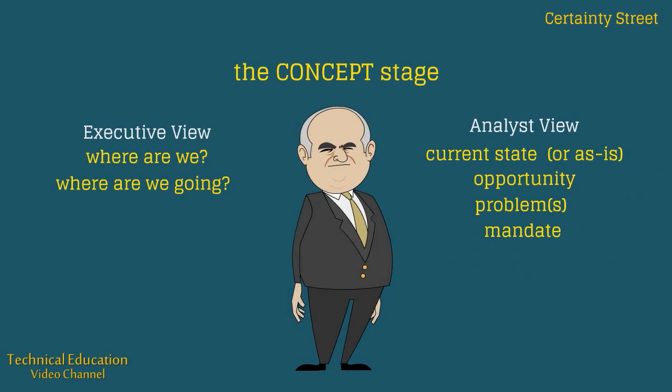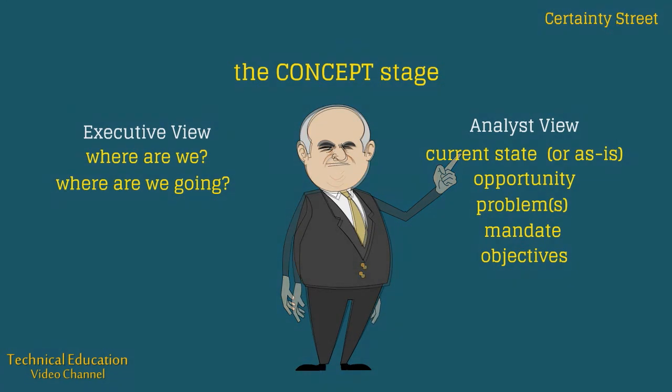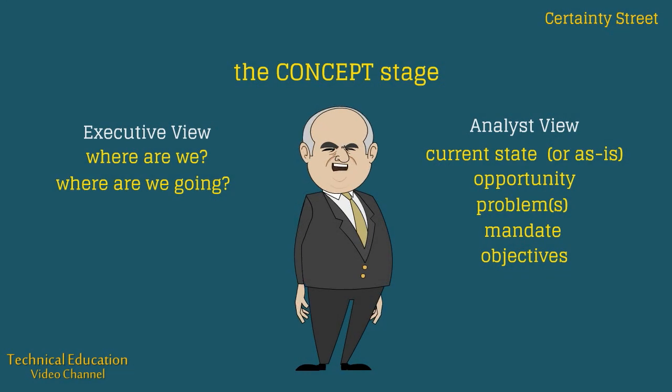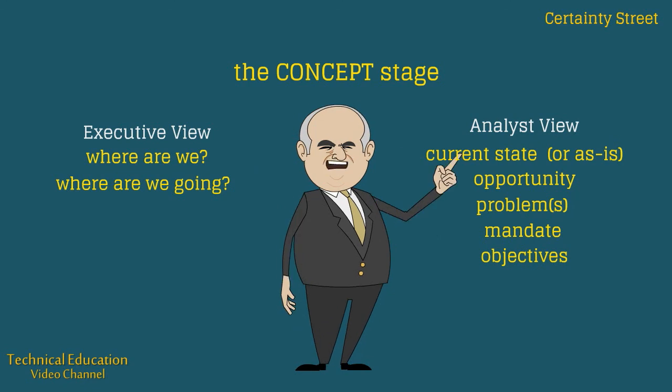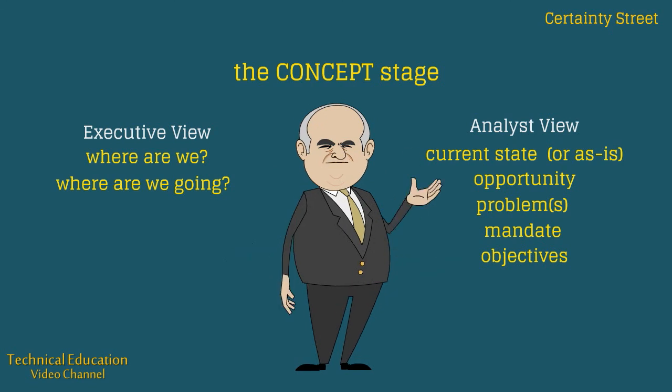Our first task, then, is to define the opportunity we are chasing, the problems we are attempting to solve, and the mandate we have been given. We can then determine the objectives we are chasing, and validate these. Objectives are a vital part of the concept stage, because we must know what we are trying to achieve before we go much further. In fact, if the opportunity, the problems, the objectives or the mandate are invalid, we cannot proceed with any confidence. And we cannot take these things for granted.